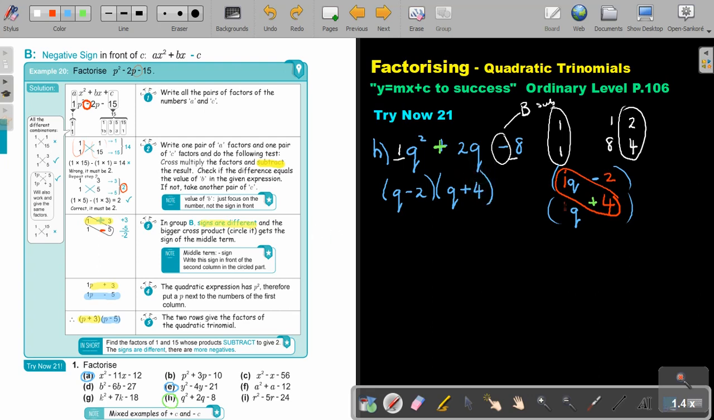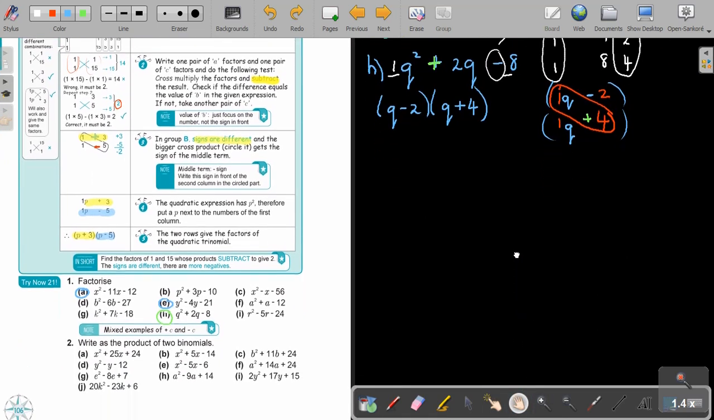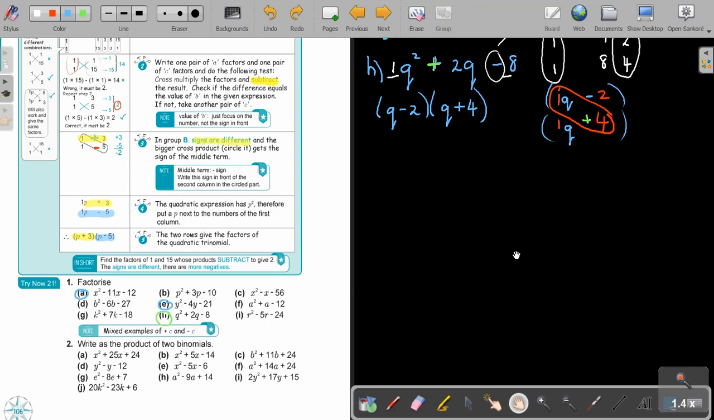And that's going to be my final answer. Now, before we go on to a little bit more complicated ones, I think it's good that at this stage you just practice mixed examples. So be careful. In this one, some is going to be in group A and some is going to be in group B.